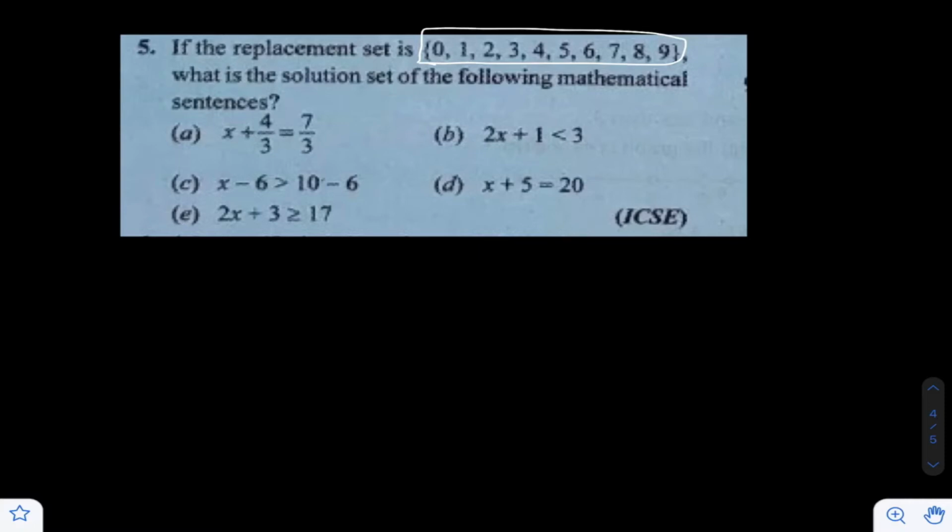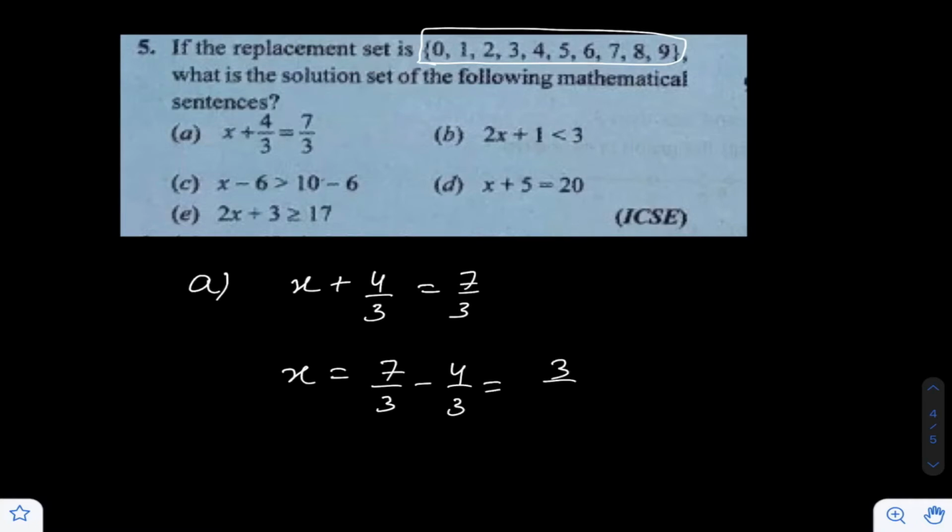Like suppose if I solve first part, x plus 4 upon 3 equals 7 upon 3. So x equals 7 upon 3 minus 4 upon 3, or you can write 3 upon 3, or x equals 1. Now because it is an equation, we have only one answer. So solution set will contain only one member, that is 1.